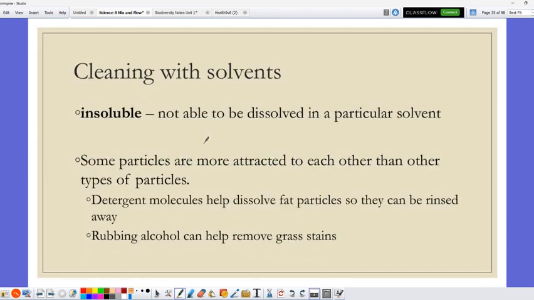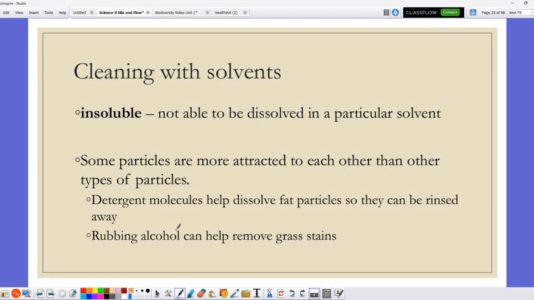Cleaning with solvents. Insoluble means it cannot be dissolved in a particular solvent. So oil is insoluble in water. And some particles are more attracted to each other than other types of particles. So oil is insoluble because it's more attracted to itself than it is to the water. We can add detergent or soap to help make the fat more attracted to the water.